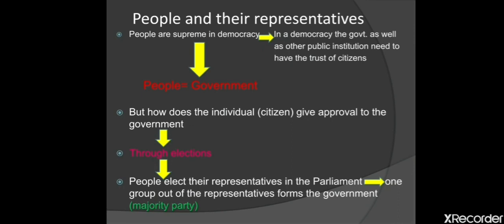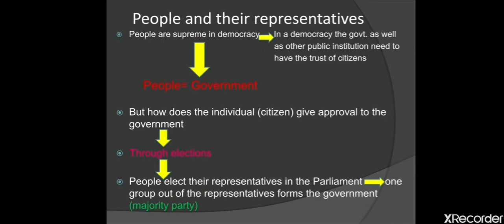So see, it is not possible for all of the Indian population to go to the parliament. You can imagine what the situation will be if all the people of India go to Delhi to participate in the parliament. That is not possible at the practical front. So that's why we choose representatives, people and their representatives.